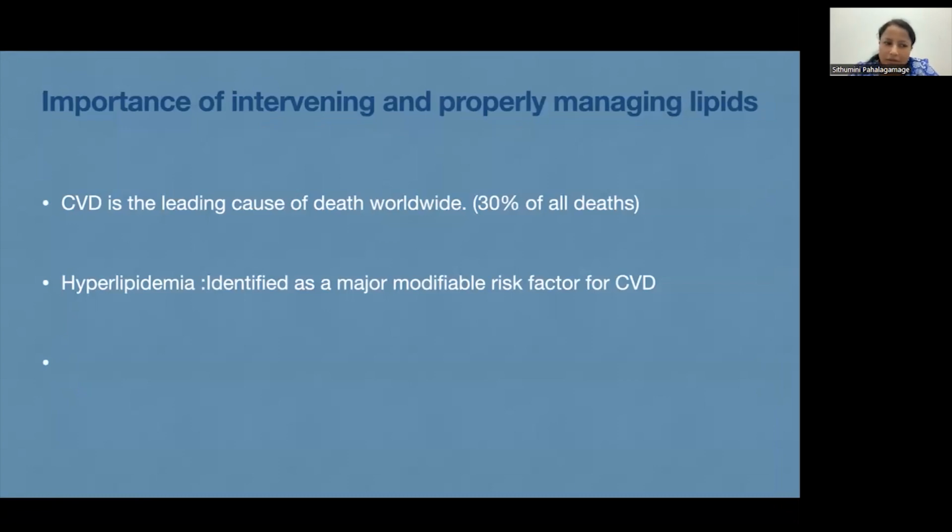So cardiovascular disease, as you all know, is the leading cause of death worldwide. 30% of all deaths, one third of all deaths, are due to cardiovascular disease. And hyperlipidemia is identified as a major modifiable risk factor for cardiovascular disease.